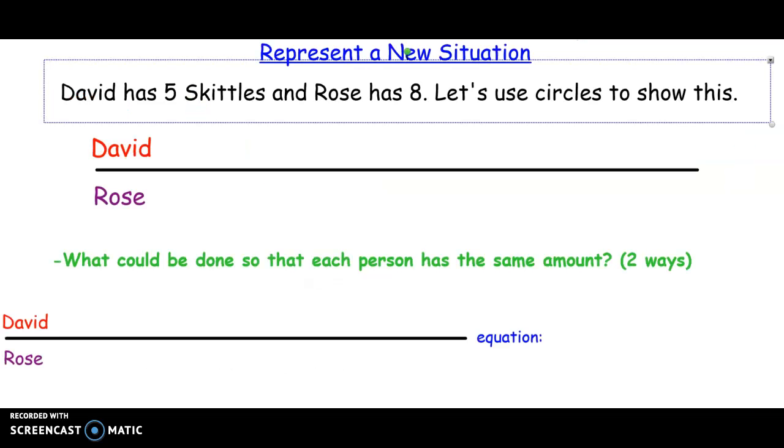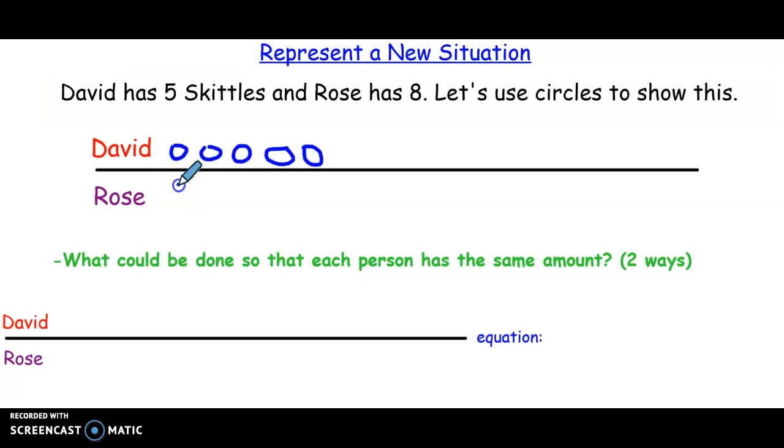Okay, so in this situation, it says David has 5 Skittles and Rose has 8. We have to use circles to show this. So let's draw 5 circles to show how many Skittles David has. Remember, you're doing this on your math board. And Rose has 8, so we're going to draw her 8, trying to keep them pretty much in line with the ones above. And if you're doing it on your math board, it'll be perfectly lined up for you.